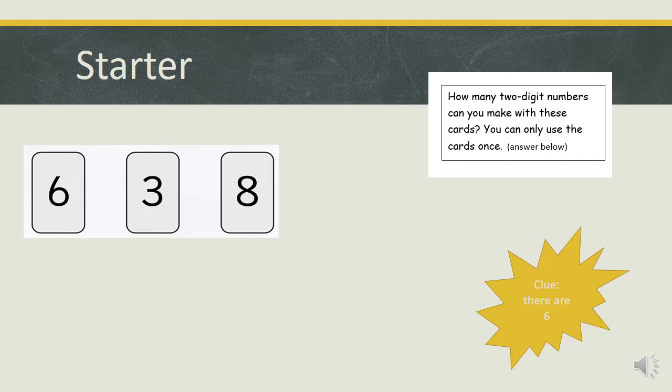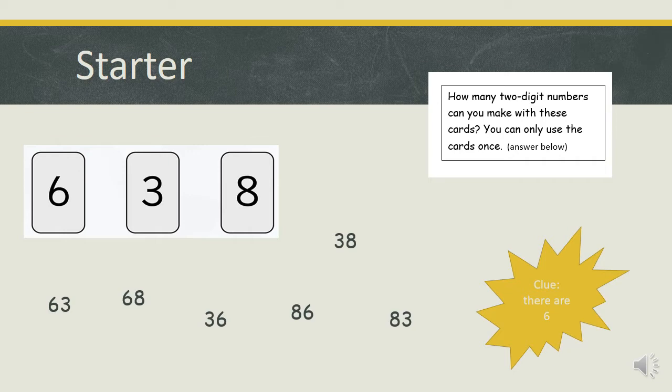Right, how did you get on? So these are the 6 2-digit numbers that you should have found. 63, 68, 36, 38, and 86, and 83. So if you got all 6 of those, you are super smart this morning. You are on fire, especially seeing as though it's Monday.